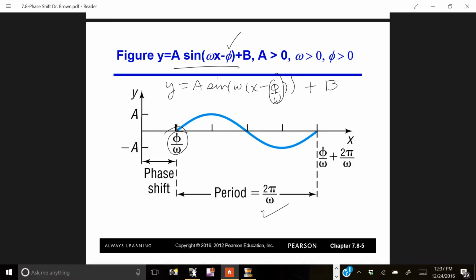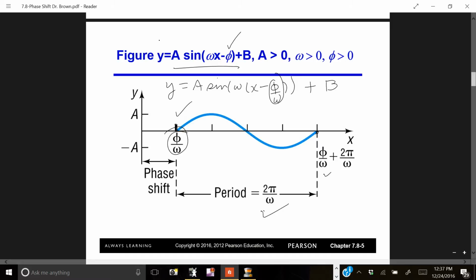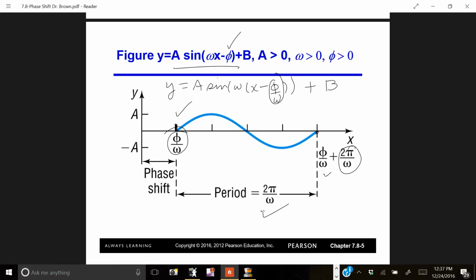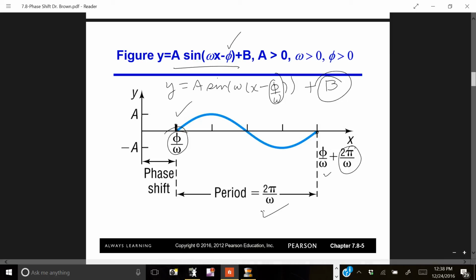And this would start at phi divided by omega and end at phi divided by omega plus 2 pi over omega, which is its period. Now, if b is not 0, the function would be raised by the amount b.